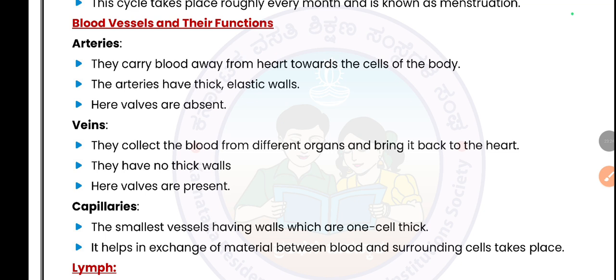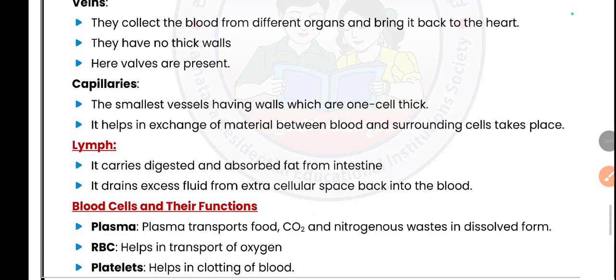The next one, capillaries: the smallest vessels, having a wall one cell thick, are called capillaries. They help in the exchange of material between blood and surrounding cells. Lymph carries digested and absorbed fat from the intestine. It drains excess fluid from the extracellular space back into the blood.